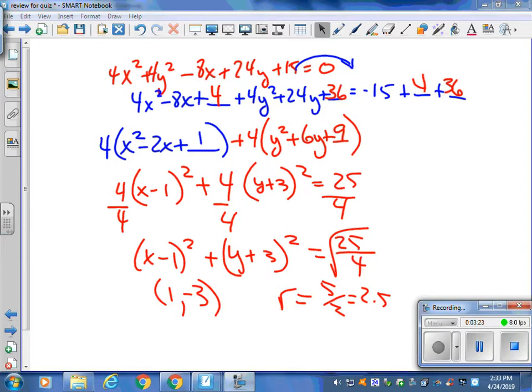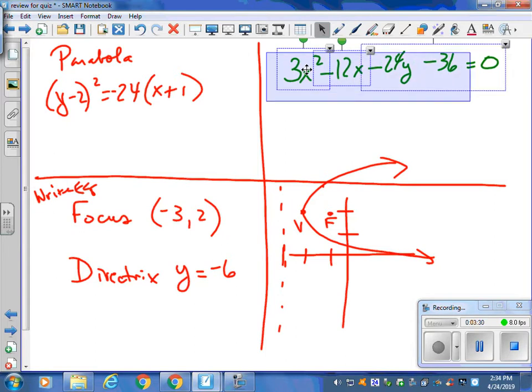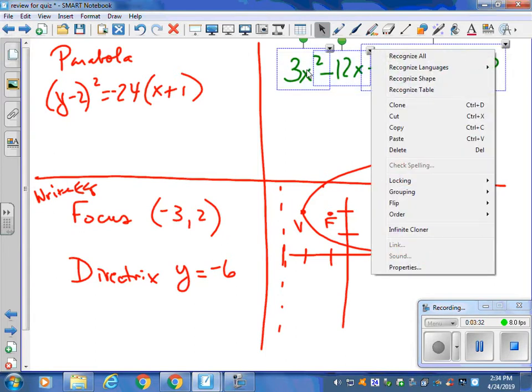So let's look at the example of the parabola one. All right, so this is our problem for parabola. So let's see. Well, I'm going to have to do it differently. I didn't write it all at one time.